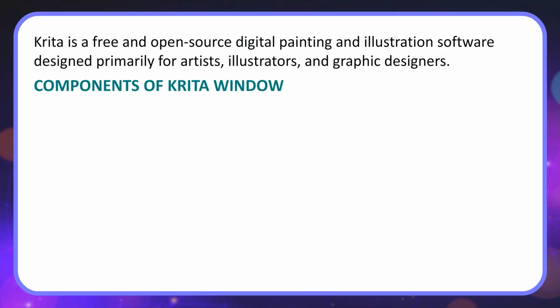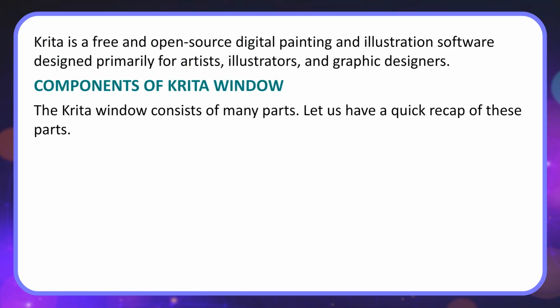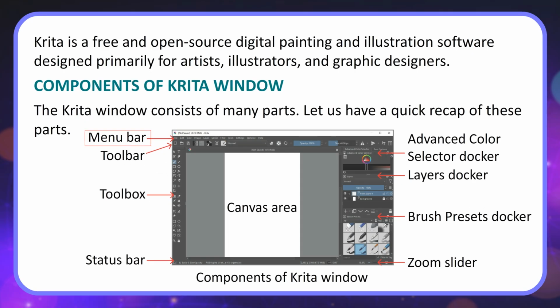Components of Krita window. The Krita window consists of many parts. Let us have a quick recap of these parts. Menu bar, toolbar, toolbox, status bar, advanced color selector docker, layers docker, brush presets docker, zoom slider.